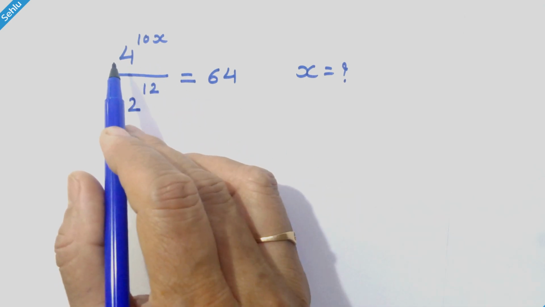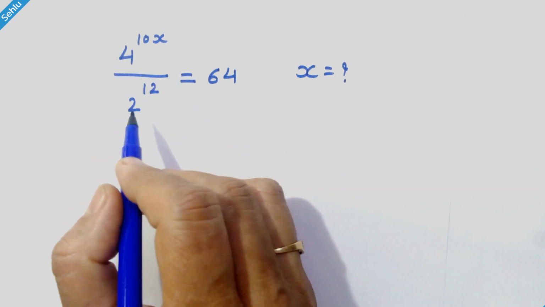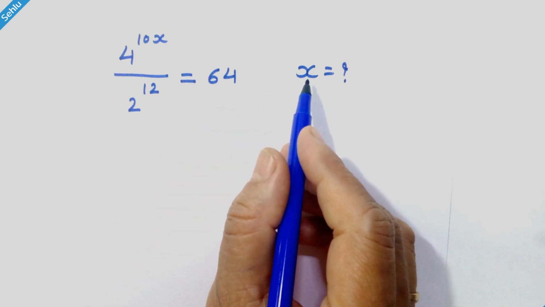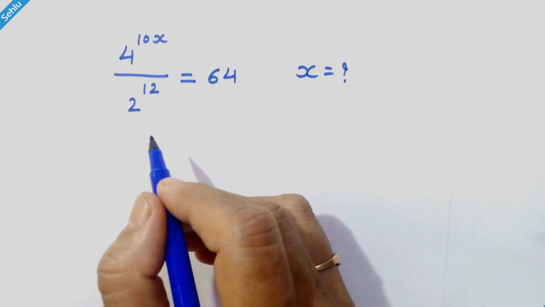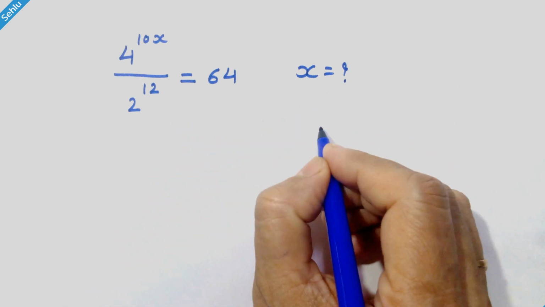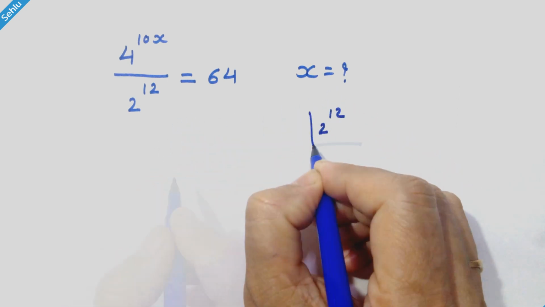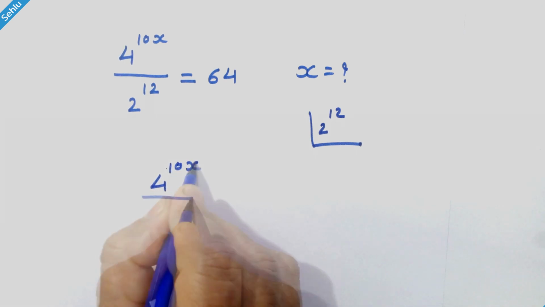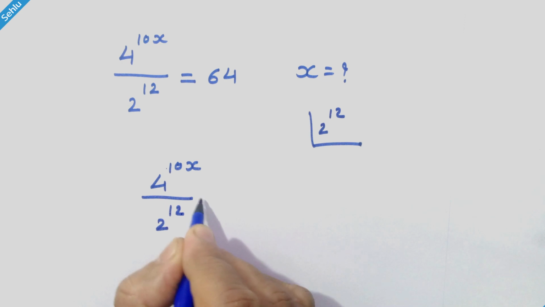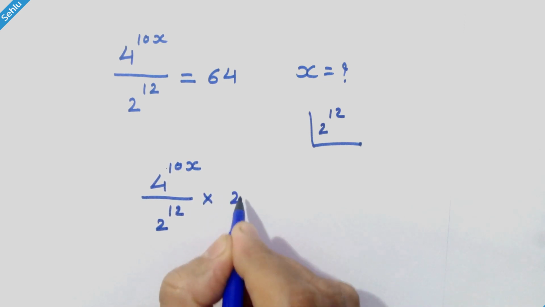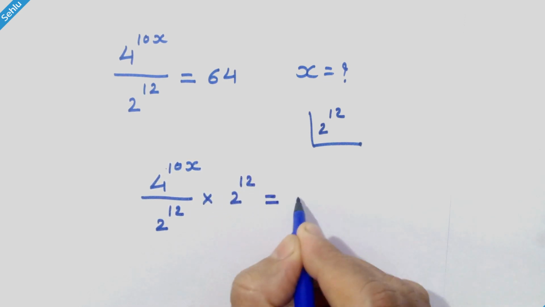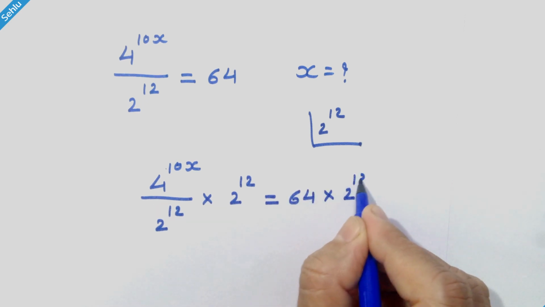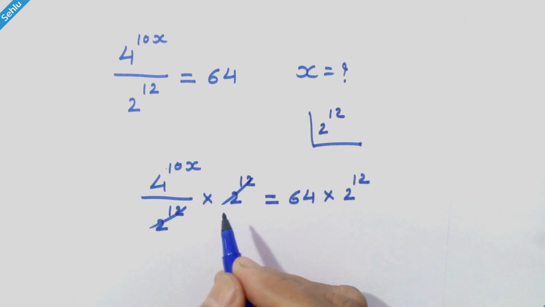Hello friends, here we have 4 raised to 10x upon 2 raised to 12 is equal to 64, and let's solve for the x. What do we do here? Let's multiply with 2 raised to 12, so it will be 4 raised to 10x upon 2 raised to 12 into 2 raised to 12 is equal to 64 into 2 raised to 12. This 2 raised to 12 will be gone.